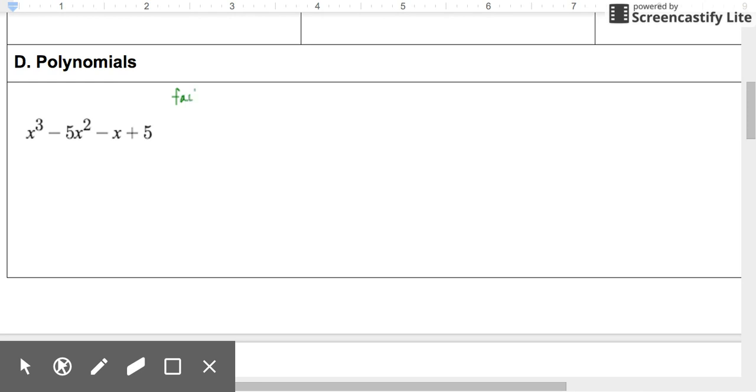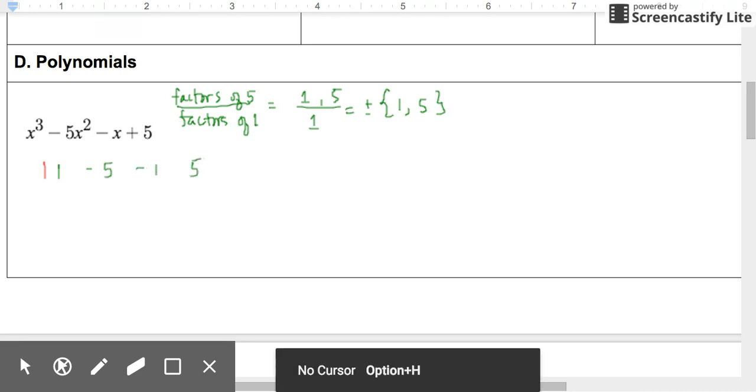So we want the factors of 5 over the factors of 1. And so that's going to be 1 and 5 over 1. So the possible zeros would be 1 and 5. Okay, and then we will use synthetic division to find the zeros. So we're going to have here 1, negative 5, negative 1, 5.